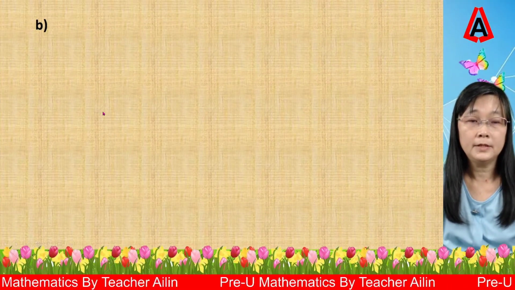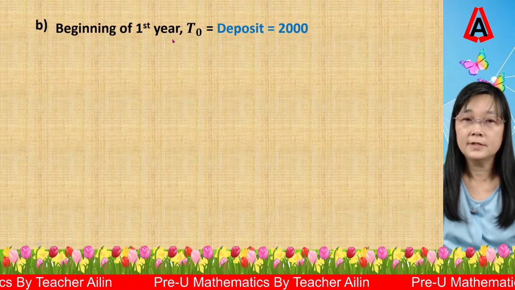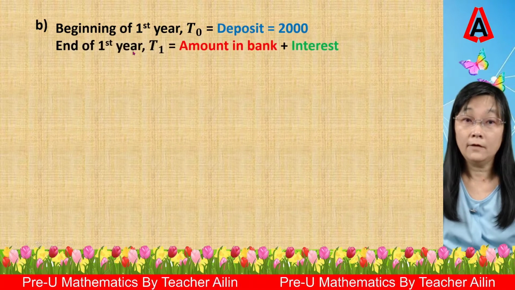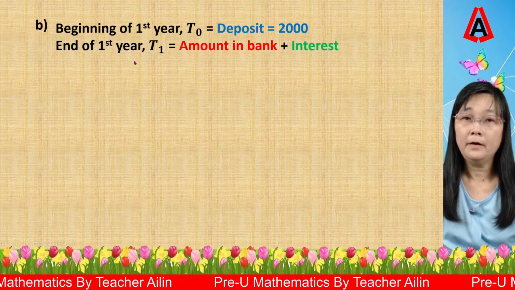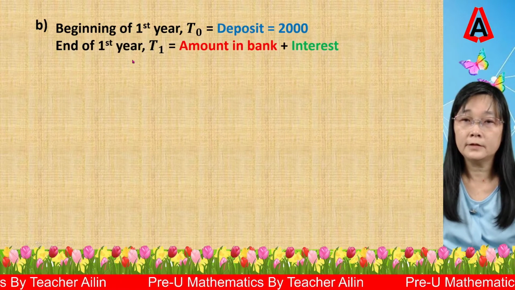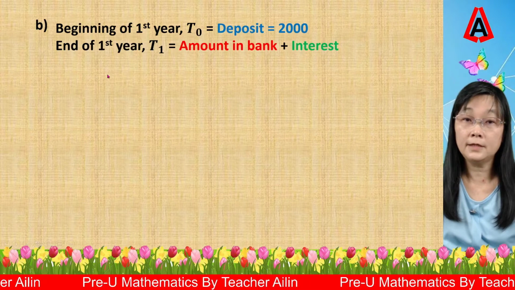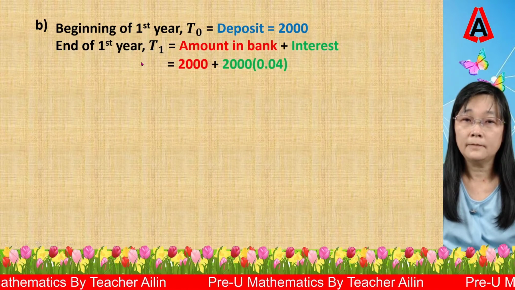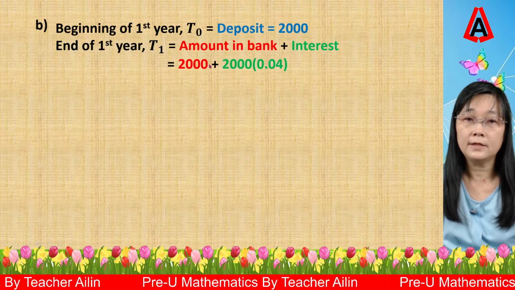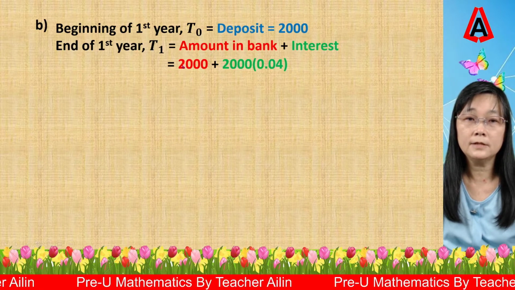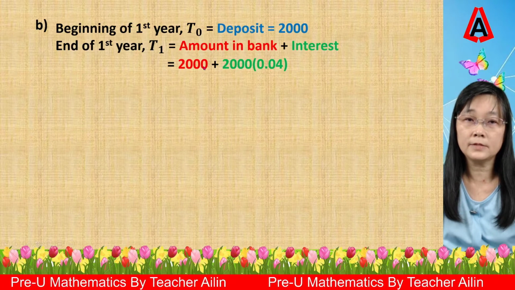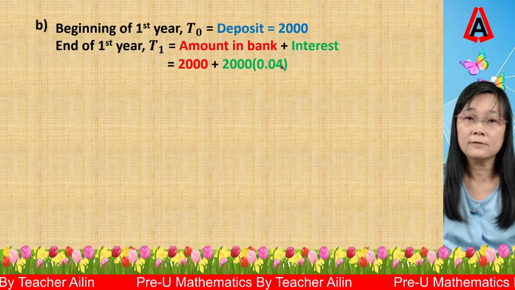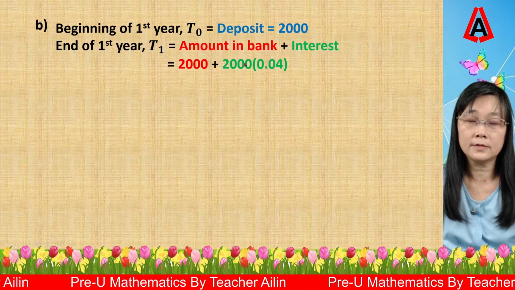Question number B. At the beginning of first year, Mr. Tan deposits 2,000. Then at the end of first year, the amount of money in the bank will increase because of the interest. So now, the amount in the bank after receiving the interest is 2,000, the original deposit at the beginning of the year, plus the interest.